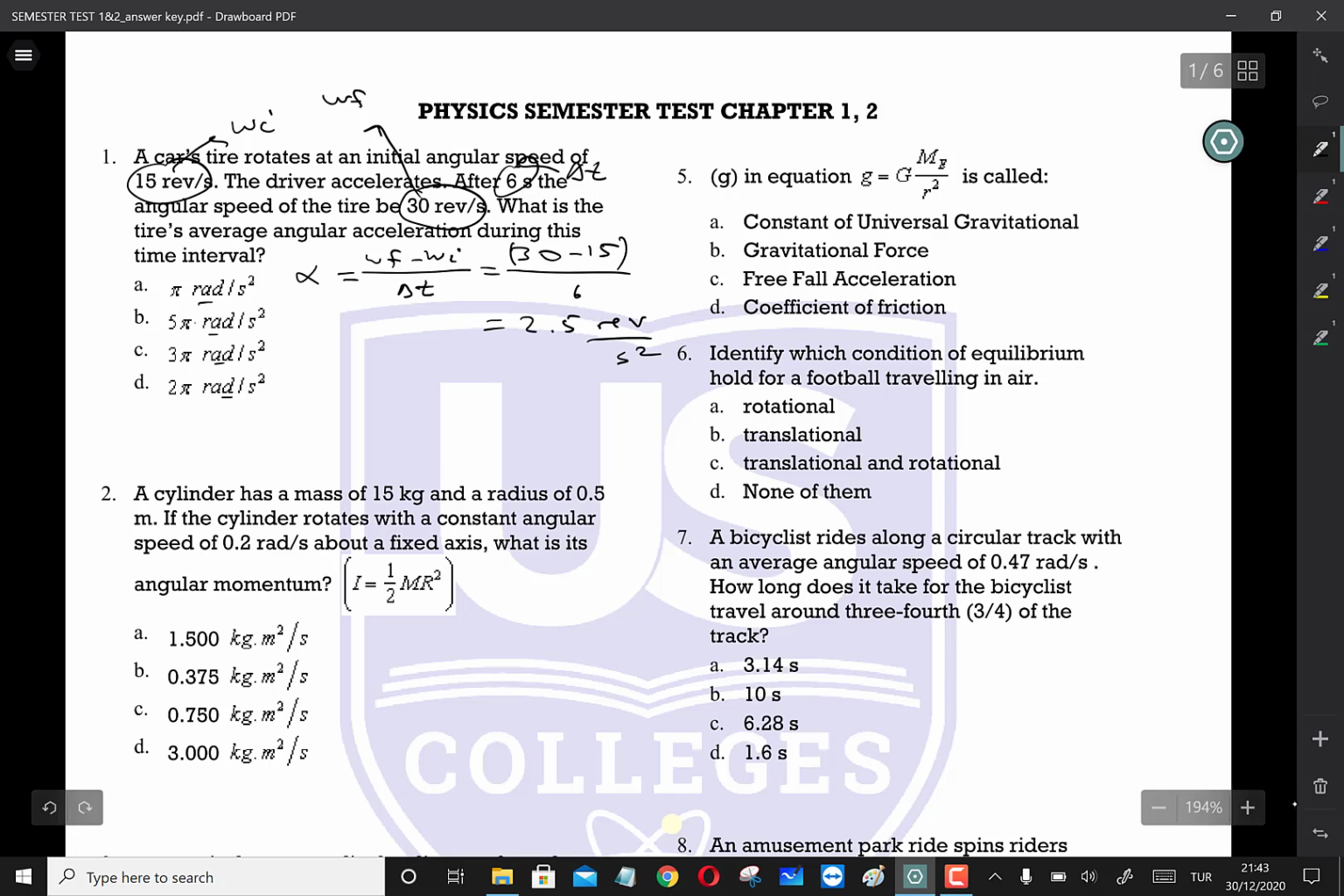But we are going to convert this revolution to radian. We know that every one revolution is 6.28 radians, which is 2 pi. So we multiply 2.5 by 2 pi, and you are going to get the result in radians per second squared. Which means 2 times 2.5 is 5, so 5 pi radians per second squared is the average angular acceleration. So the answer is B.